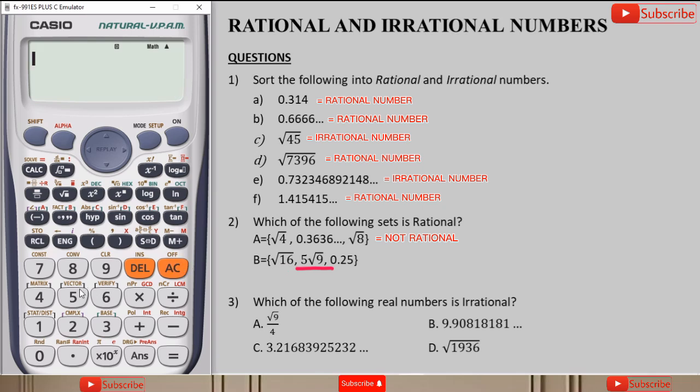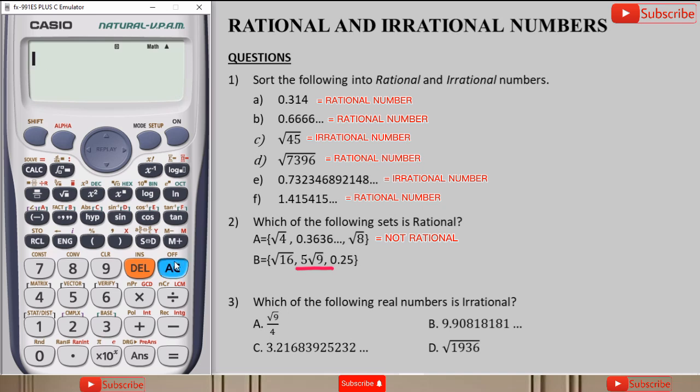So I input that into the calculator. 5 square root of 9. And afterwards, I tap on equal to. So 5 square root of 9 is the same as 15. And 15 is also an integer. And we know that all integers are rational numbers. So we can conclude that 5 square root of 9 is also a rational number.